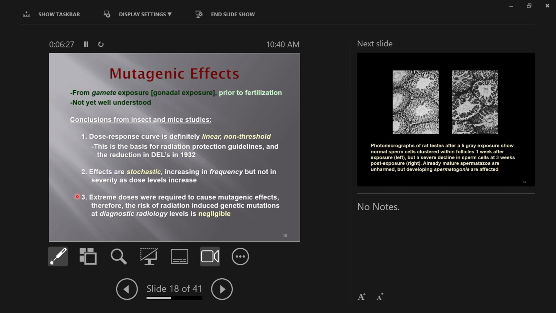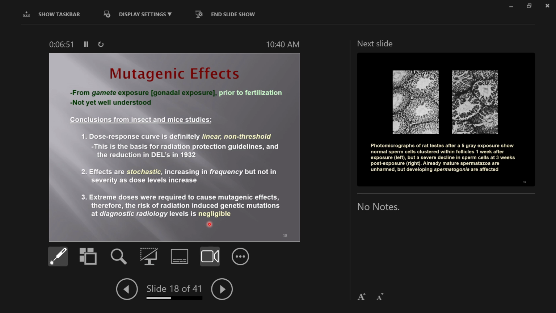However, in order to reliably make happen, to continuously reliably make happen these genetic mutations, high doses of radiation were required. Okay, so they say the risk of induced genetic mutations at diagnostic radiation levels is negligible.